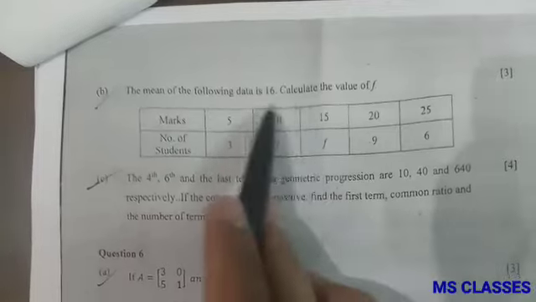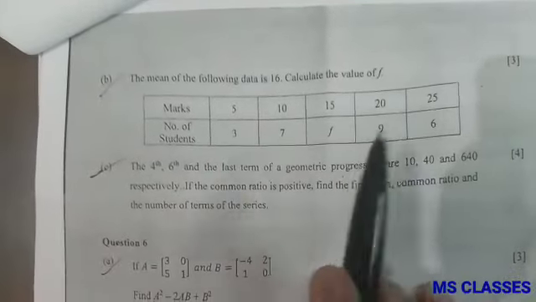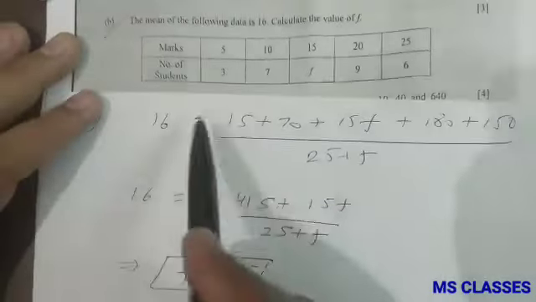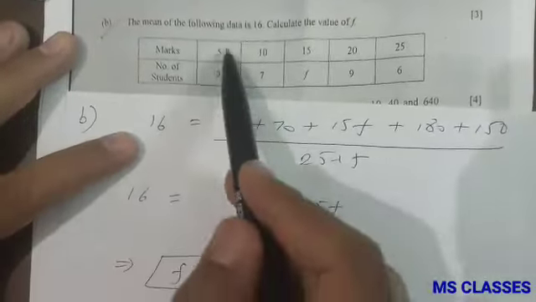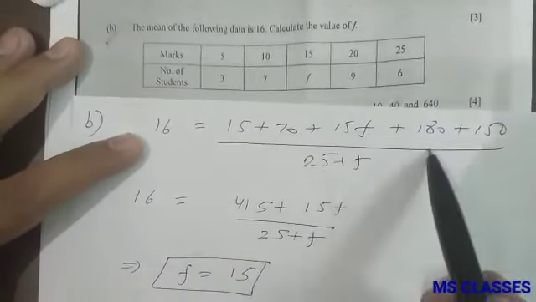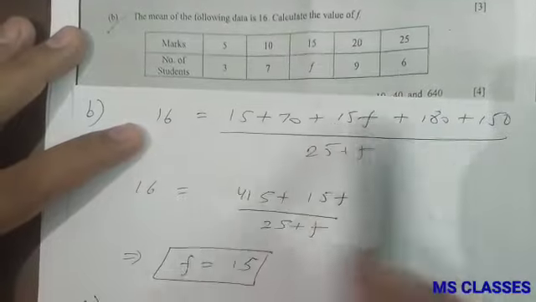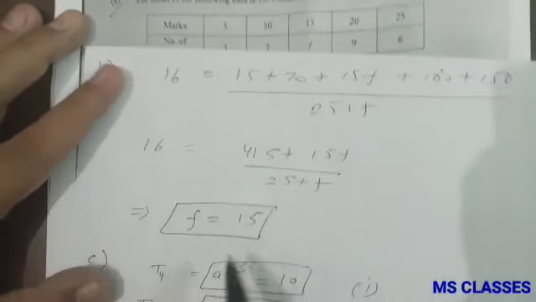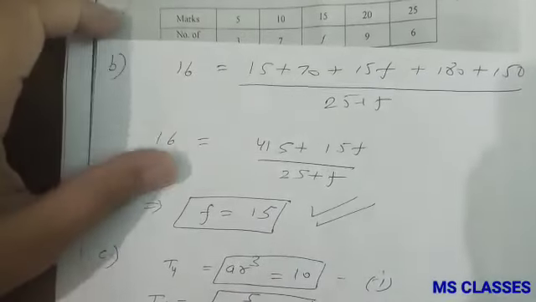So the mean of the following data is 16. Calculate the value of F. So here, as you can see, the mean value is 16. 5 3s are 15. This is 70. This is 15F. This is 180, and that is 150 divided by total, which is 25 plus F. So after solving this, we get F as 15.